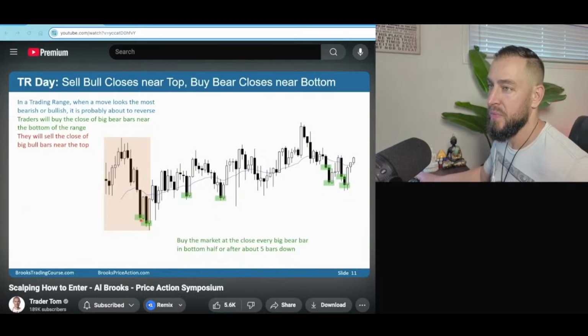A big bear bar near the low, you buy, you buy, you buy. And you keep doing that all day, and you're taking quick profits. You're looking for scalps.